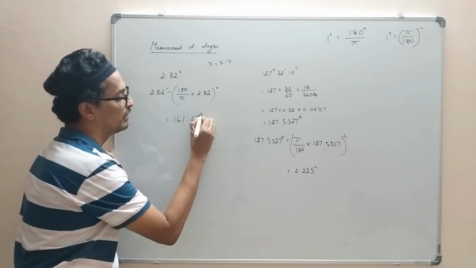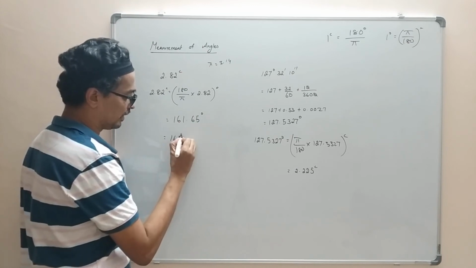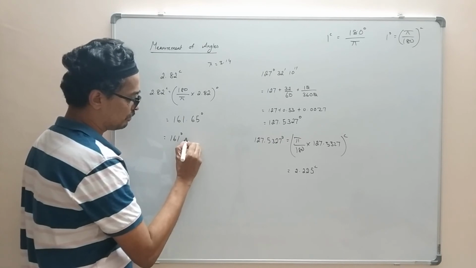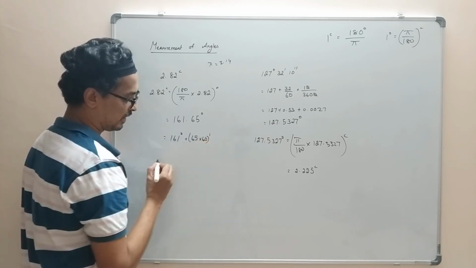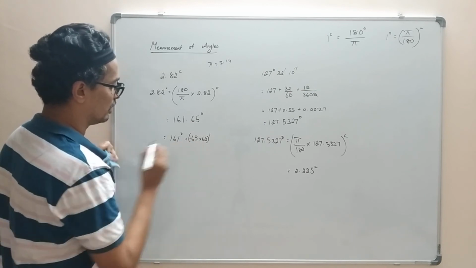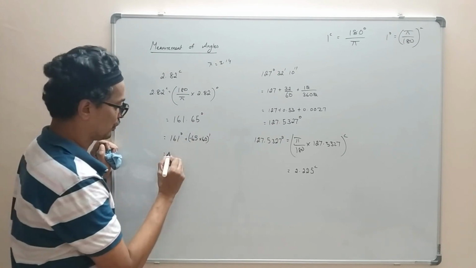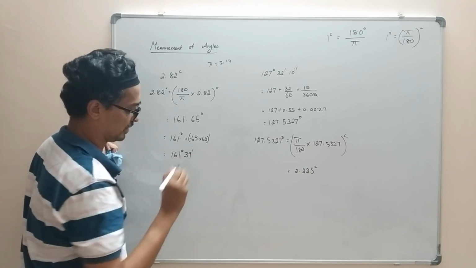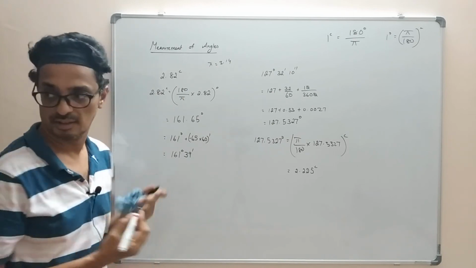161.65 degrees. Now let us write it in degrees, minutes and seconds. So this is 161 degree, plus 0.65 into 60 minutes. How much? 39. So that is 161 degree, 39 minutes. If you have some more decimals, then you have to multiply by 60 once more and get it in seconds.